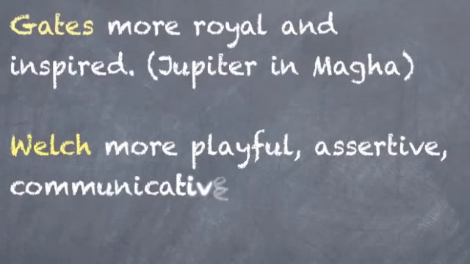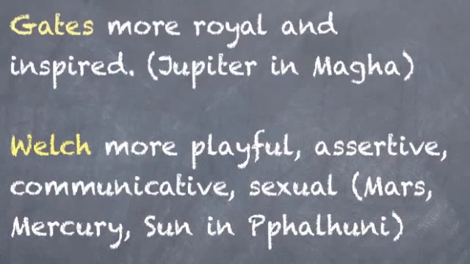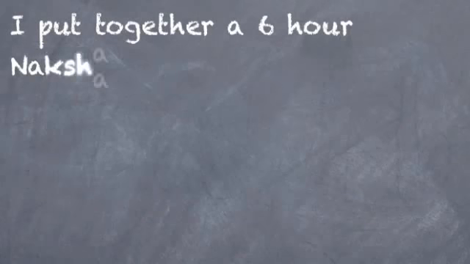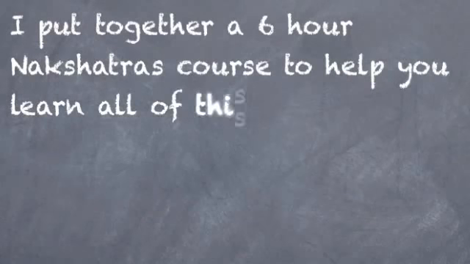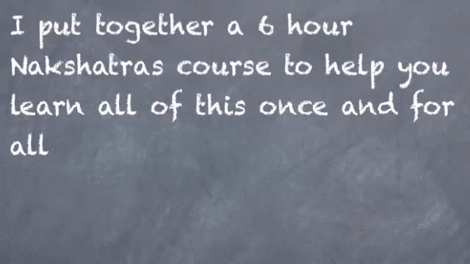Gates, it's more royal and inspired. Jupiter in Magha, Jupiter's literally the knight, being honored by the queen. Welch, more playful, assertive, communicative, sexual, which is Mars, Mercury, and Sun in Purva Falguni, and also those planets in Bharani Nakshatra, which is literally related to the female sexual organ, and Venus in the Nakshatra Pushya, which is related to the breasts. It's so specific. So, I've put together a 6-hour Nakshatras course to help you learn all of this once and for all.